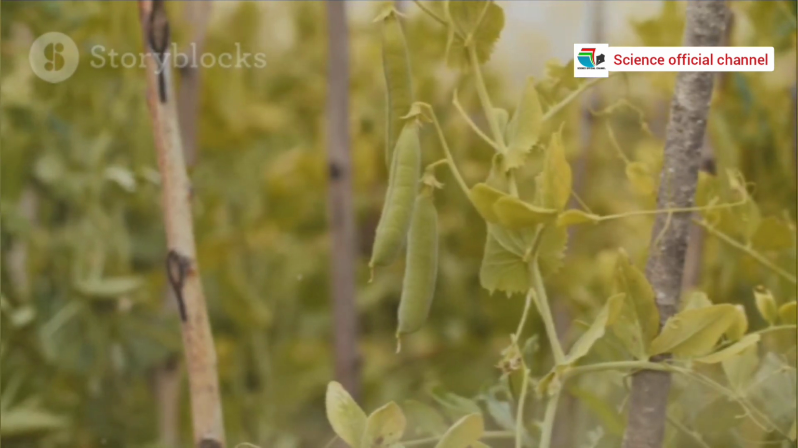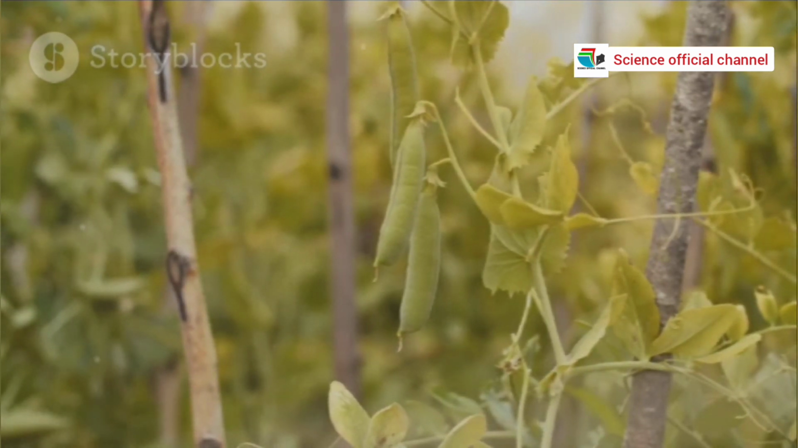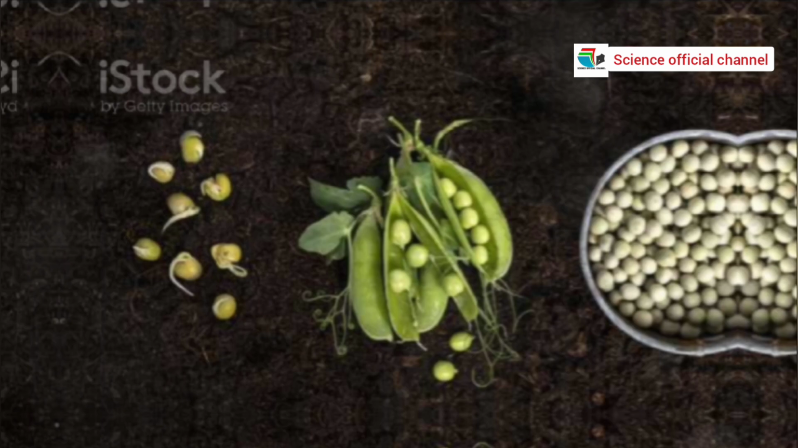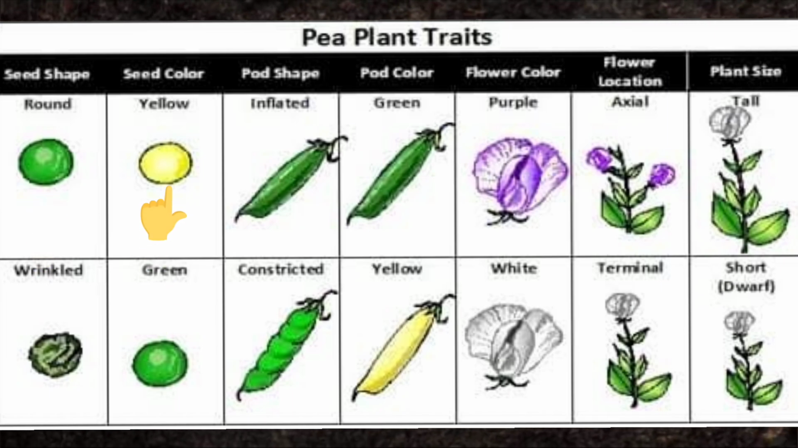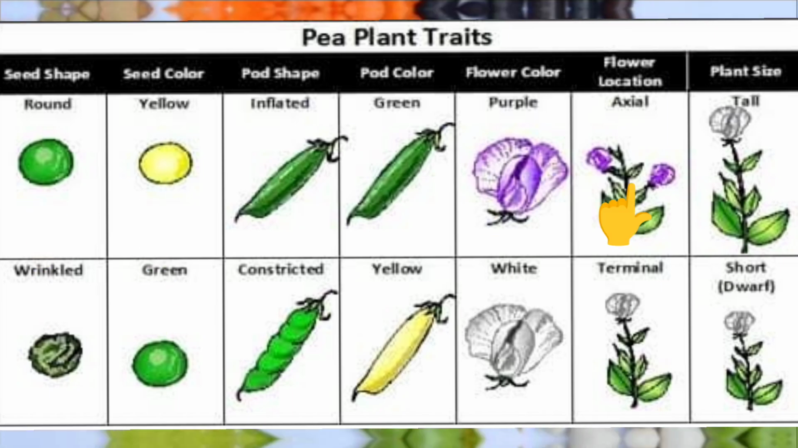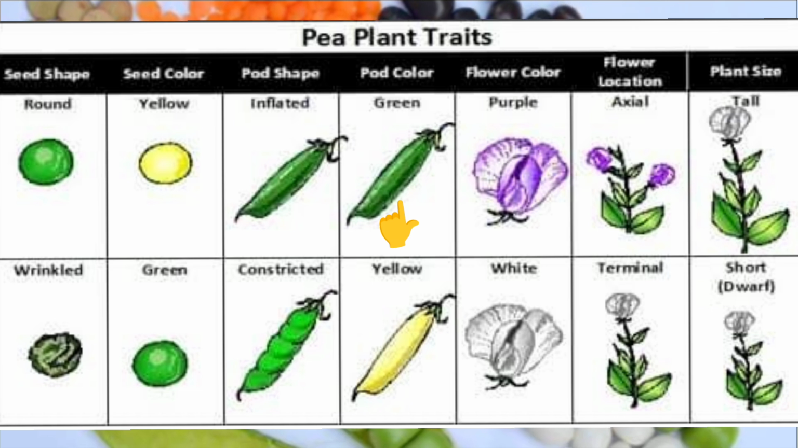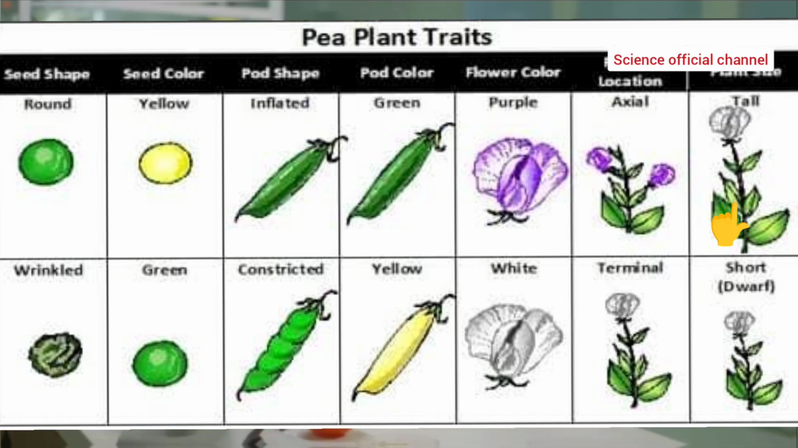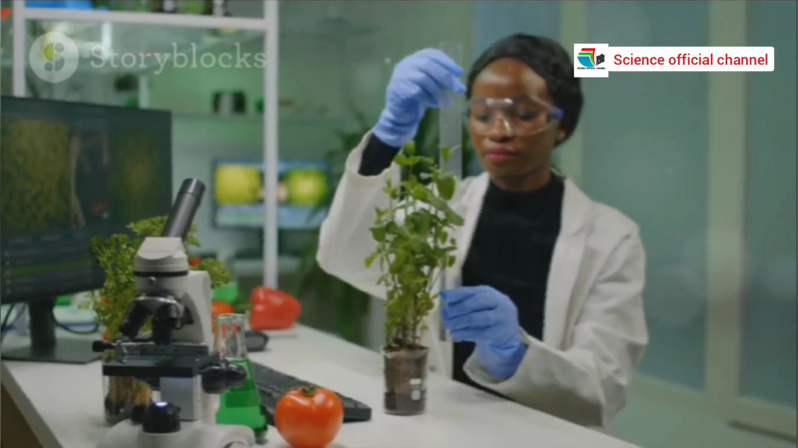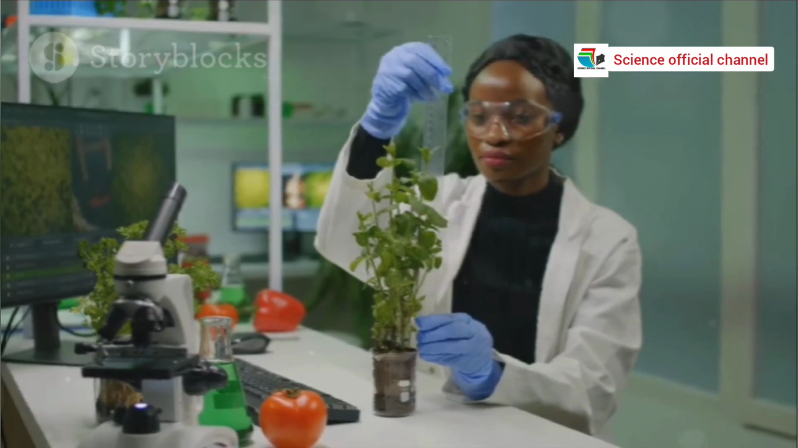Mendel meticulously chose 7 contrasting characters in garden pea plants for his experiments. These traits included seed shape, seed color, flower position, pod shape, pod color, and stem length. Each of these traits had 2 different forms, which made them ideal for studying inheritance patterns.